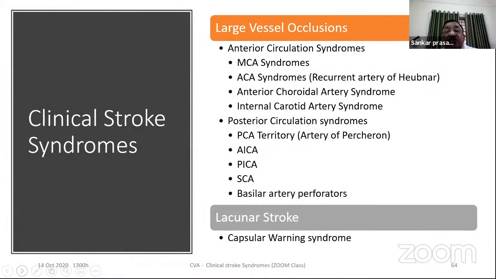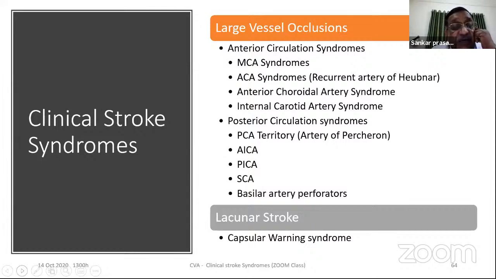Now we'll go to the clinical stroke syndromes. The large vessel occlusions are anterior and lacunar. So these are the important large vessel syndromes, and we'll try and remember some of these.